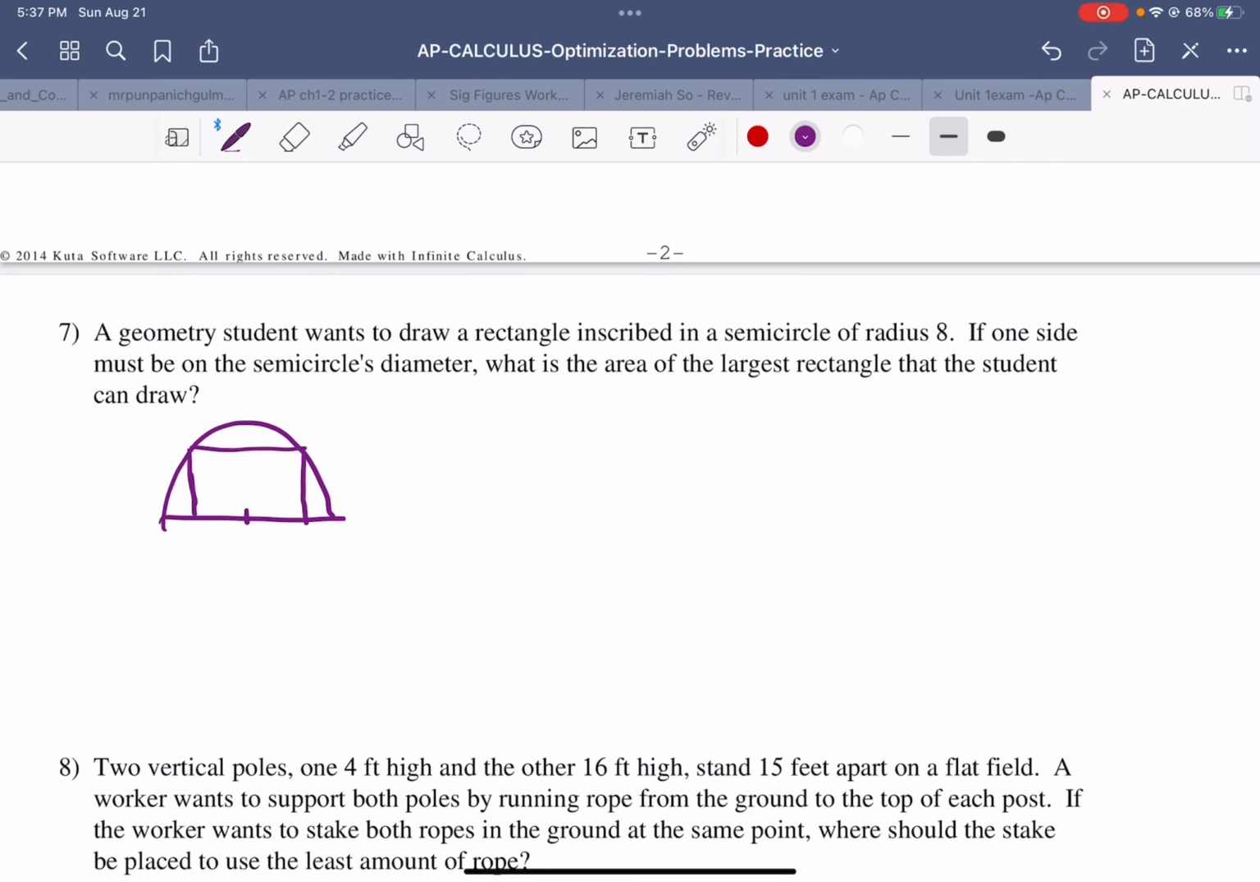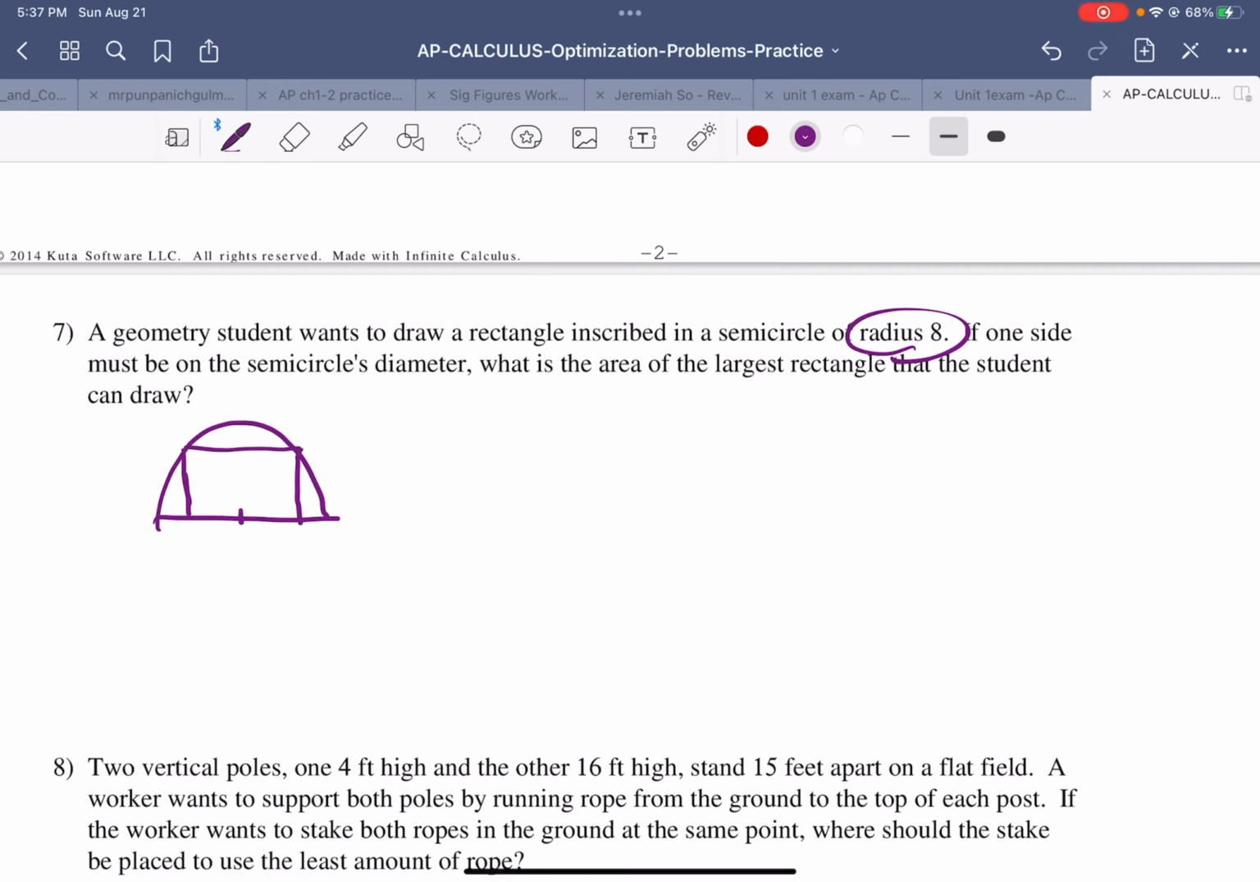What they say is radius 8, so this is radius 8. Let's say the dimension for this one is x, then this one is y, then this one is 2x, because it should be double, because that's the center right here. Then you can say area is 2x times y. I'm talking about the area of this rectangle, length times width, so 2x times y.